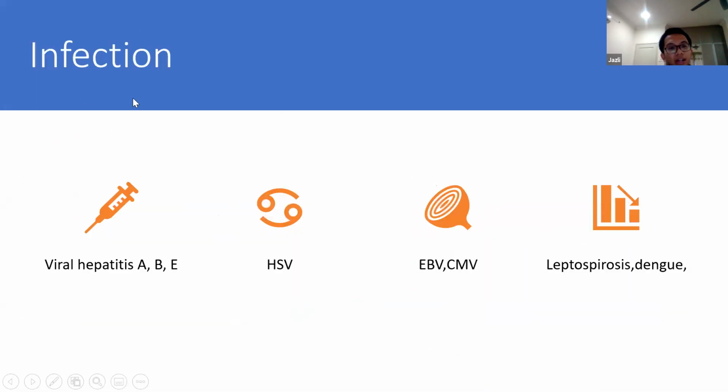Okay, apart from that, you have infection causes, which include viral hepatitis A, B, and E. A is usually spontaneously resolved, but for B you need treatment such as interferon. E usually resolves. HSV, herpes simplex virus, can also cause acute liver failure. Also Epstein-Barr virus, cytomegalovirus, and this one is very common, leptospirosis and dengue. For leptospirosis, we give antibiotics, and for dengue, we have to give strict supportive treatment.